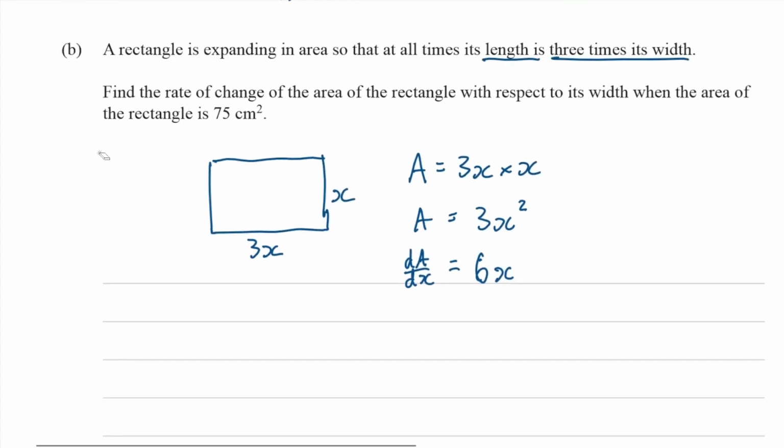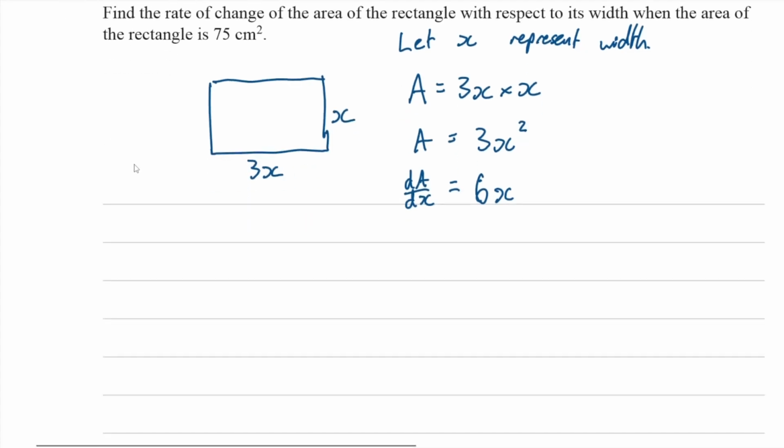What else? Actually, what I missed right at the start, which you shouldn't, is whenever you introduce a variable, just say what it means. So let x represent width, just so it's clear. Yeah, and then following on from that, we found an equation for the area, and then we differentiated it to find how the area changes with respect to width.